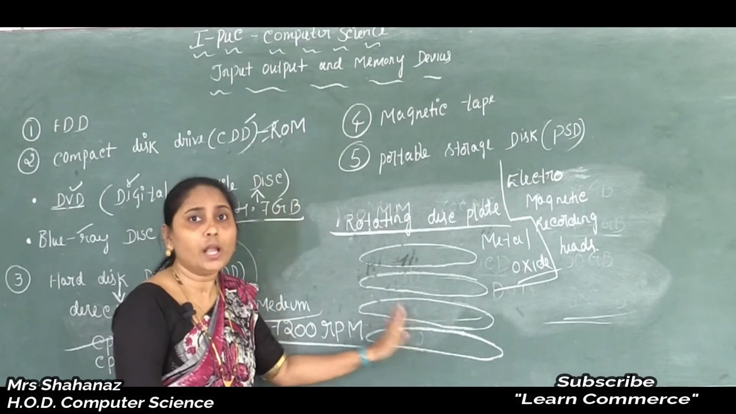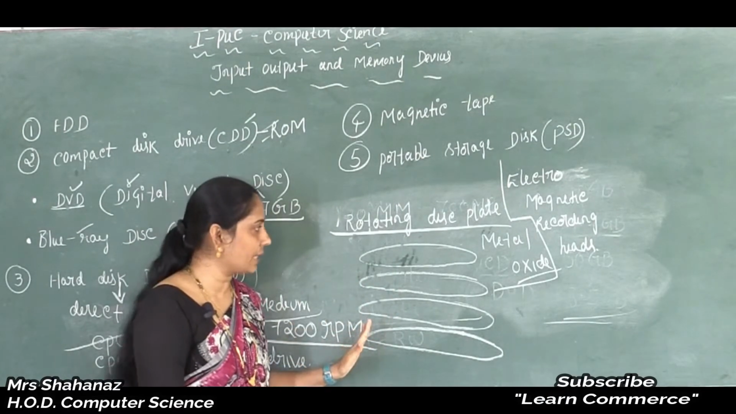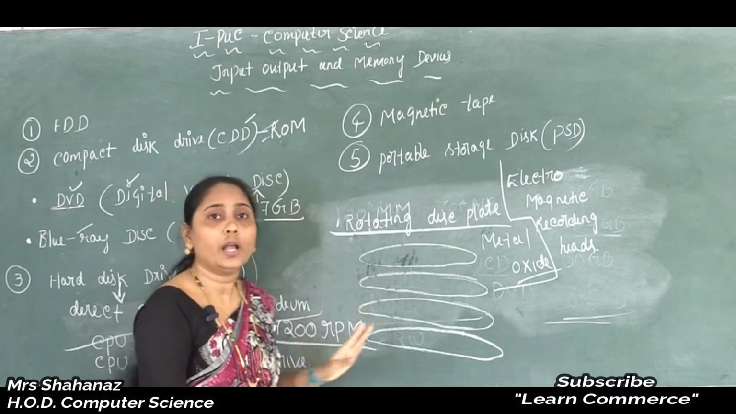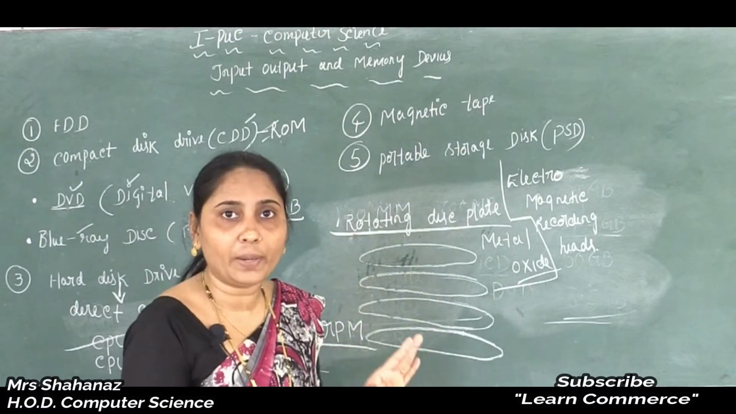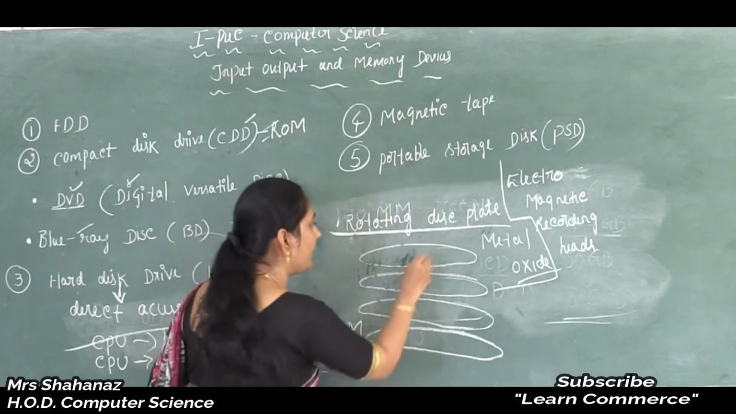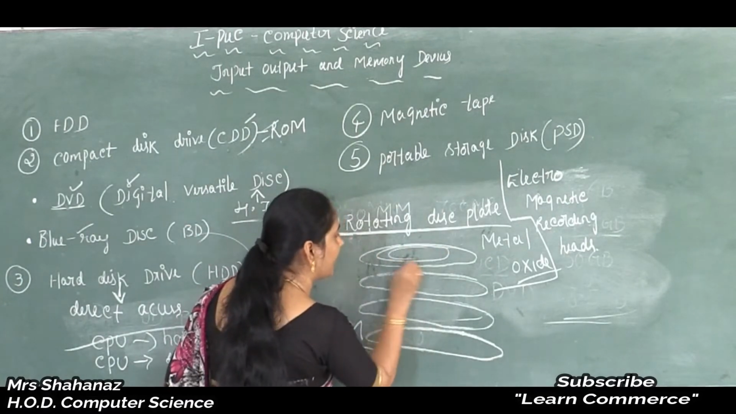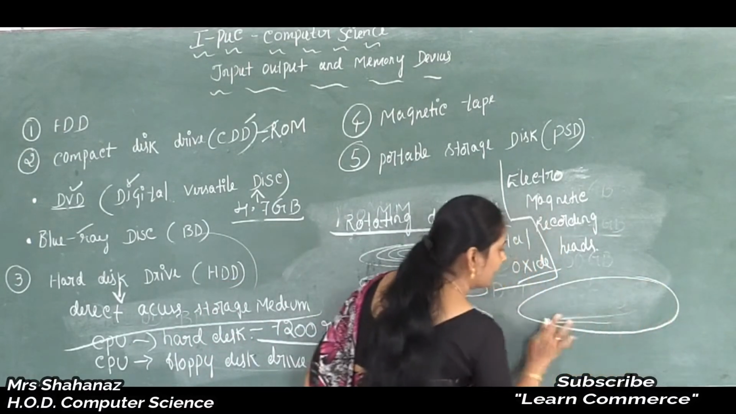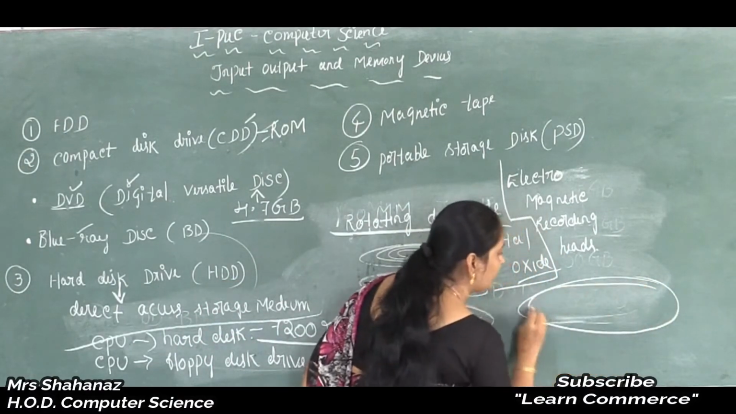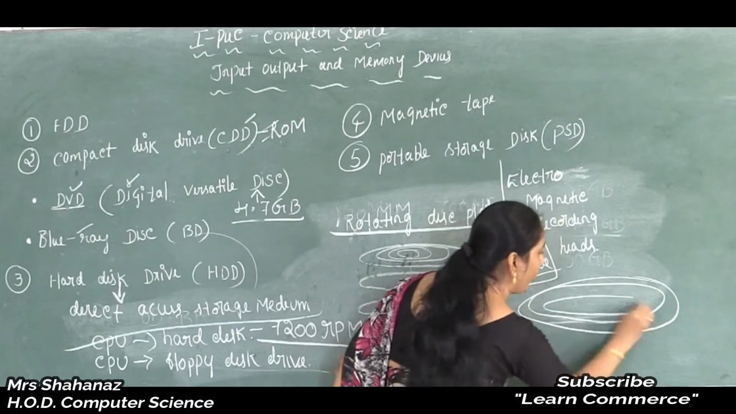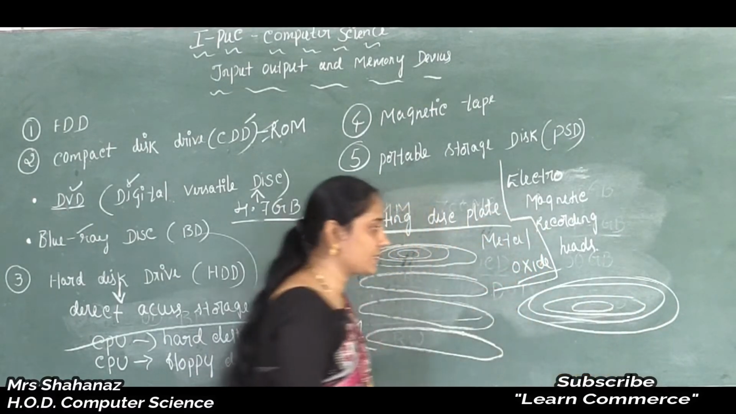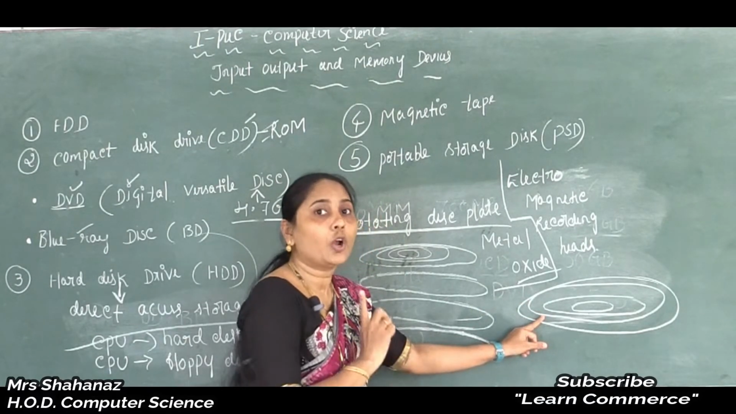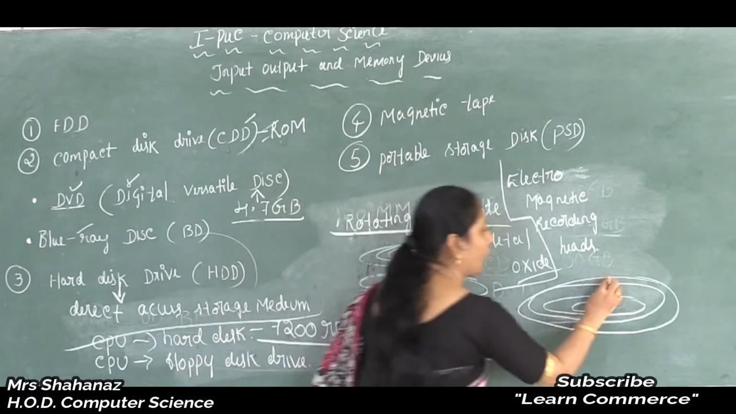Clear this point here. Later, finally, we can say that the surface of each plate is divided into a number of concentric circles. Maybe this is one plate here, and this plate is divided into a number of concentric circles, and such invisible concentric circles are called the tracks.